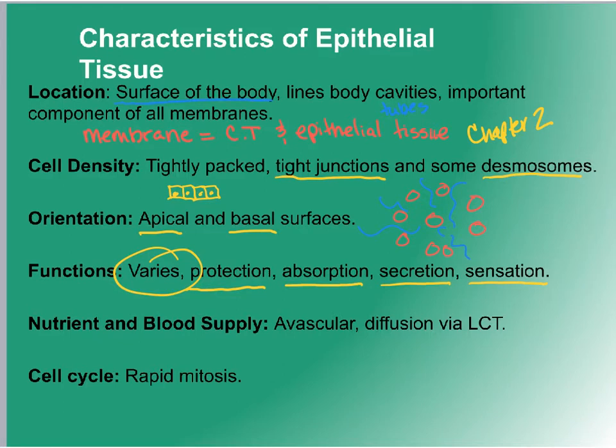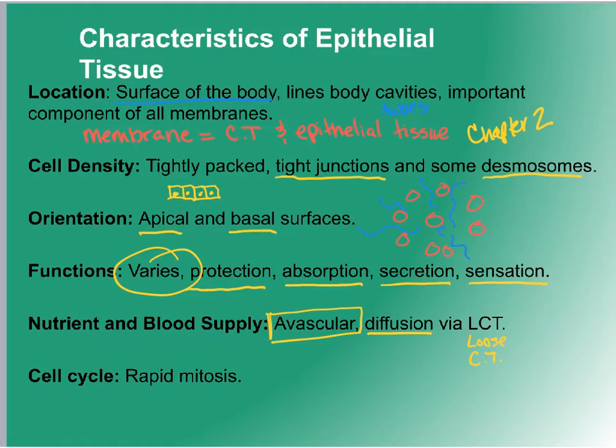The nutrient and blood supply of epithelial tissue is via diffusion. Epithelial tissue is avascular, meaning it doesn't have a direct blood supply. So I'll show you in a minute, but nutrients and oxygen have to diffuse to the epithelial tissue via the underlying loose connective tissue.